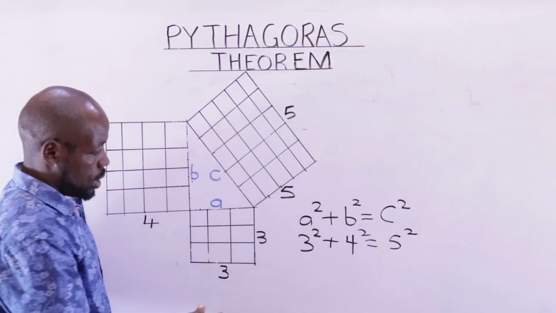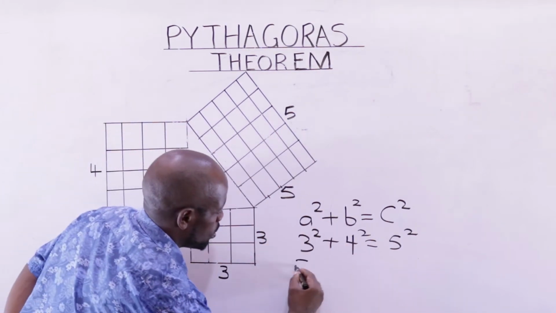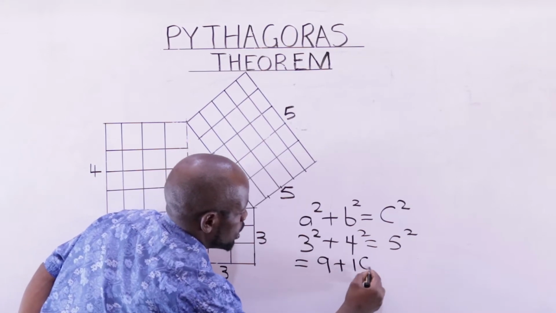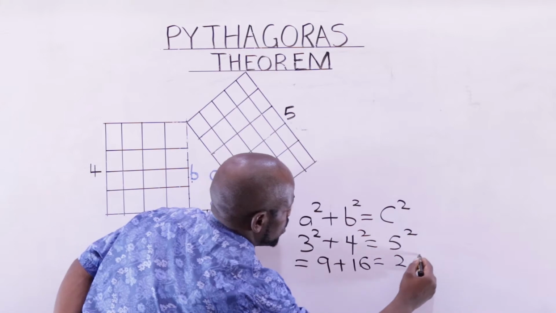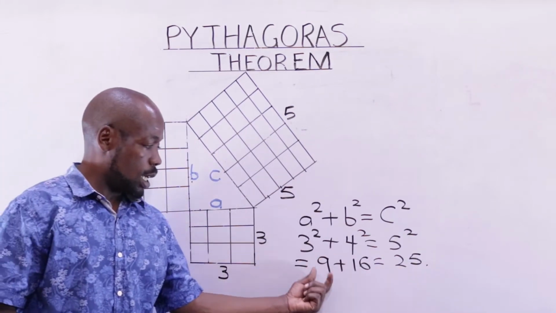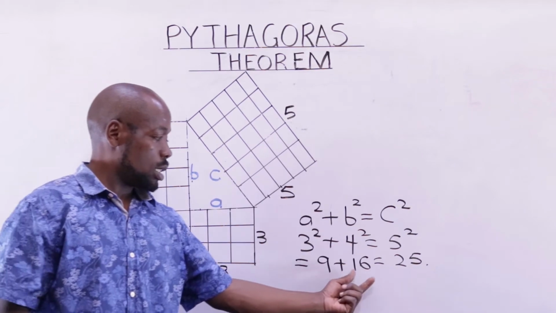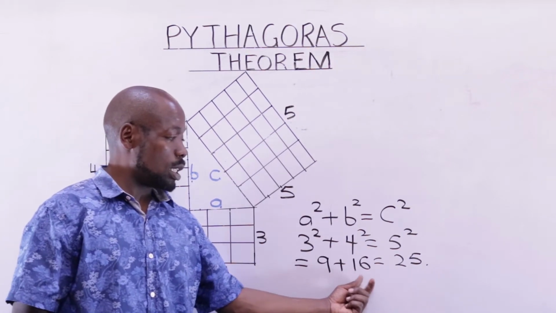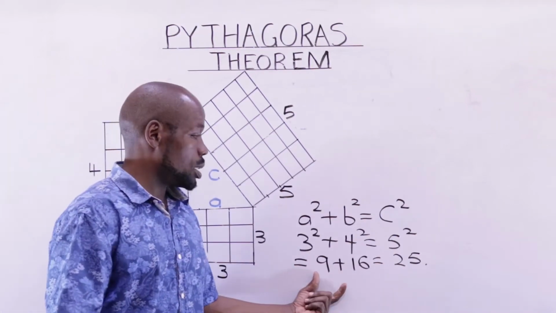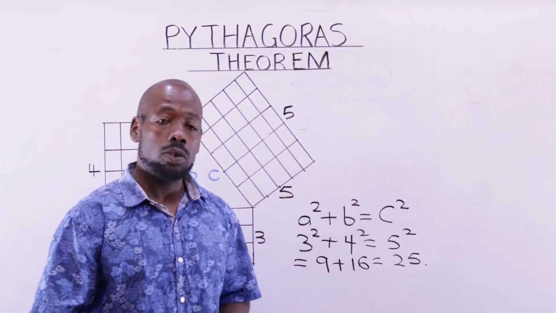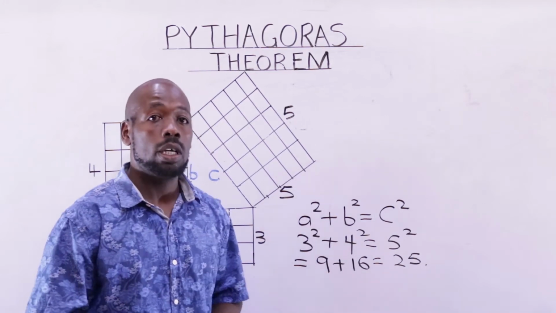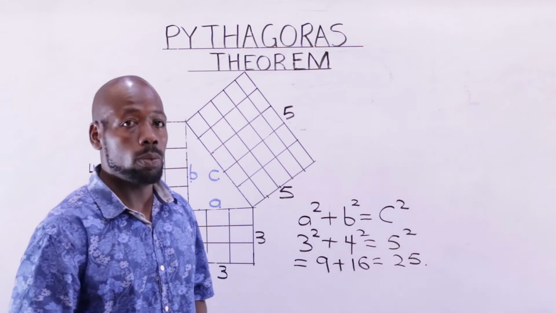So let's see if this is true. This will be 3 squared, 9, plus 4 squared, 16, should give me 25. Now 9 plus 16 gives me 5 squared, which is 25. This is the basis of our lesson today. So we are going to look at examples on how we can use this relationship in solving mathematical problems.